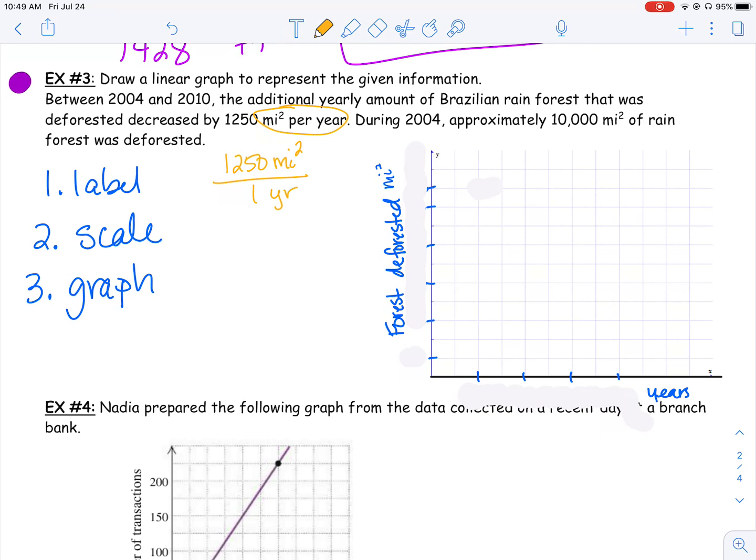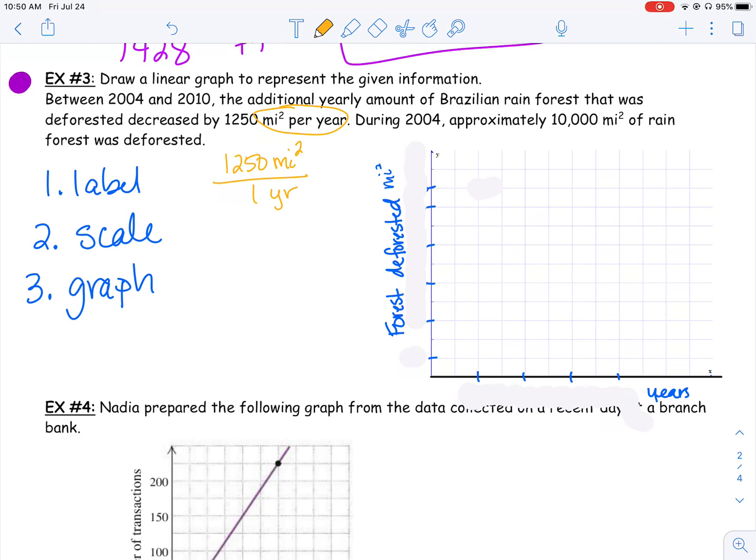So in this case, our years are going to be our independent variable, our x-axis, and our forest that has been deforested, our square miles, is going to be our dependent variable. So depending on what the year is, will depend on how much rainforest has been deforested. So that's going to be along our y-axis. Now let's go ahead and put a scale on our graph.